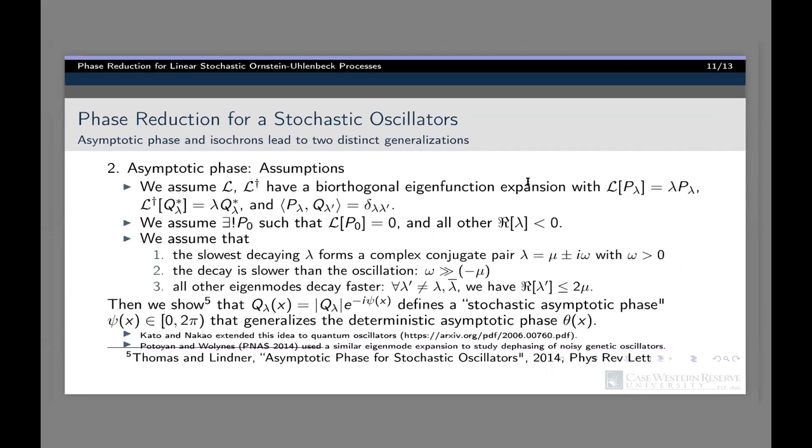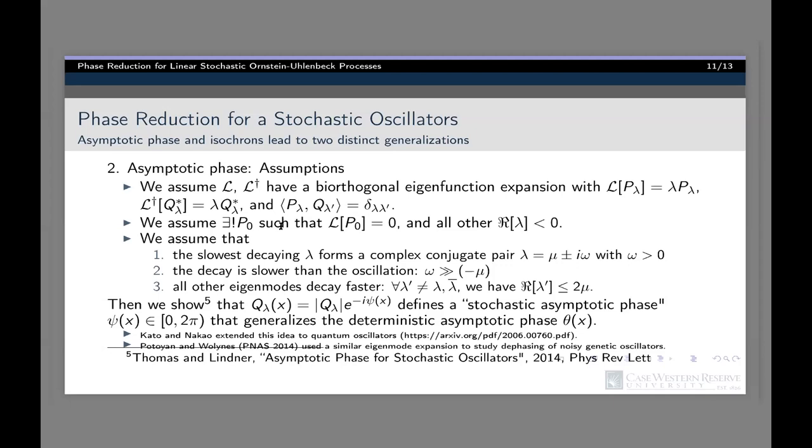Okay, so Benjamin Lindner and I introduced the stochastic asymptotic phase based on diagonalizing these operators, L and L dagger, in an eigenfunction expansion. So to get this framework to work, we have to assume that there is a well-defined biorthogonal expansion. So we have eigenfunctions of the forward operator, like the Fokker-Planck operator, which I call P, and then eigenfunctions of the backwards operator or the generator, which I'm calling Q. And they're orthogonal to each other if they have different eigenvalues.